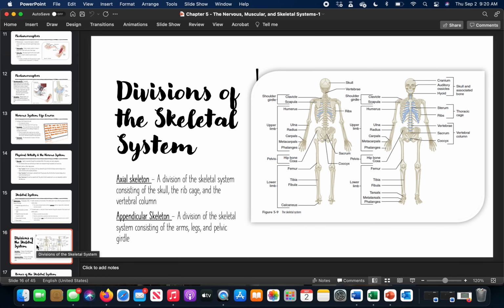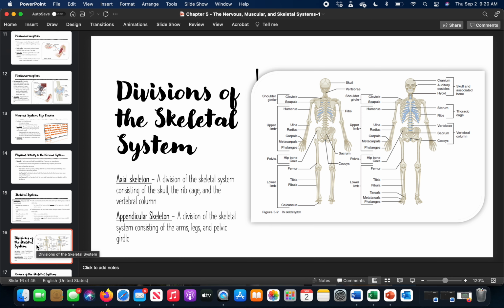So our skeletal system is broken up into the axial and the appendicular. Now, think about your axle compared to a tire, okay? The axle is the center section. It's what everything revolves around. So your skull, your rib cage, and your vertebral column, that's your axial skeleton. Anything else, arms, legs, and your pelvic girdle, are considered your appendicular.